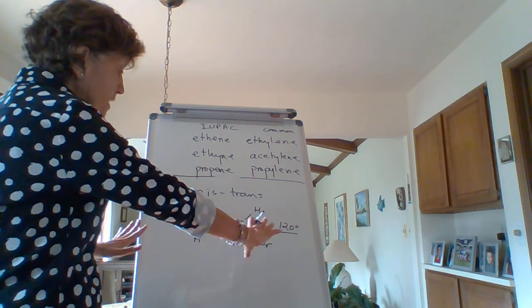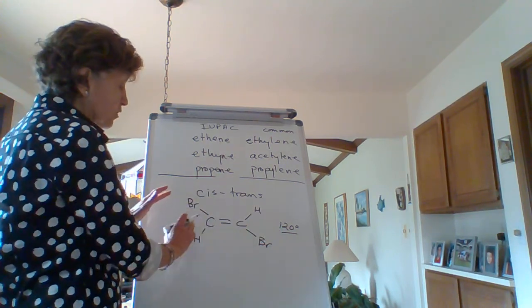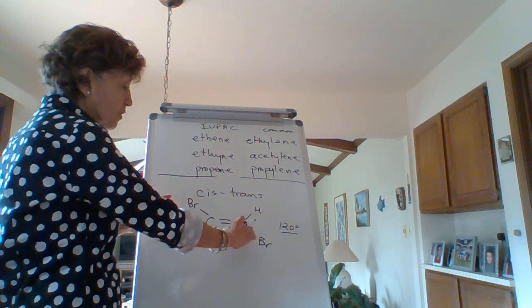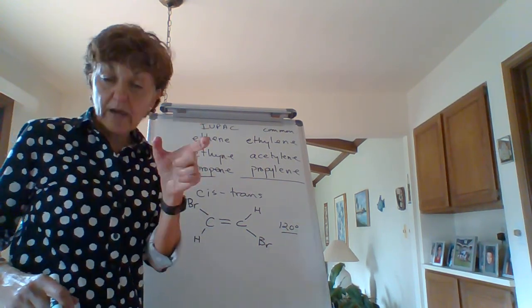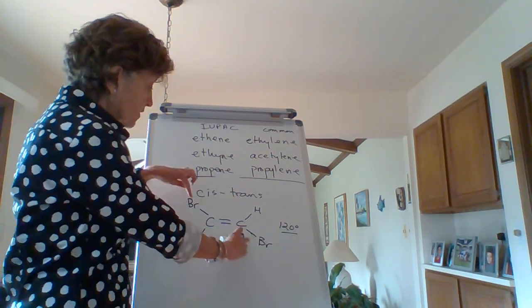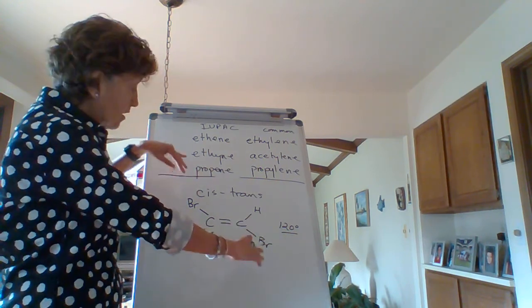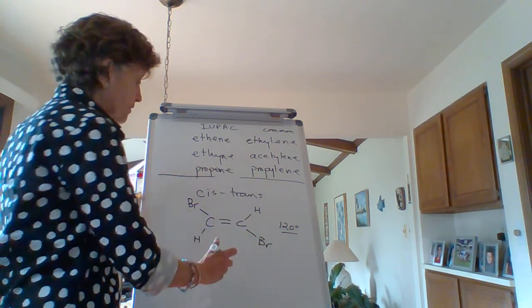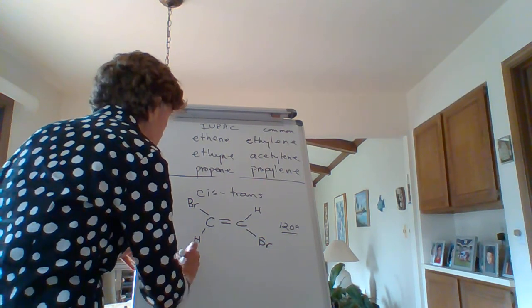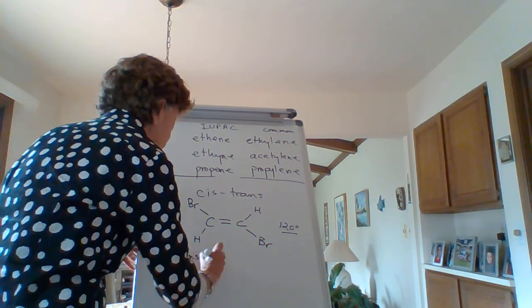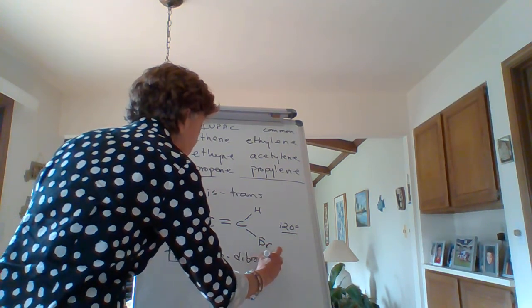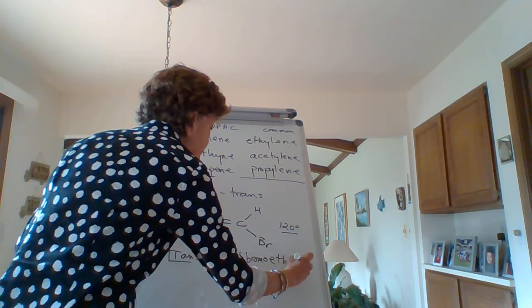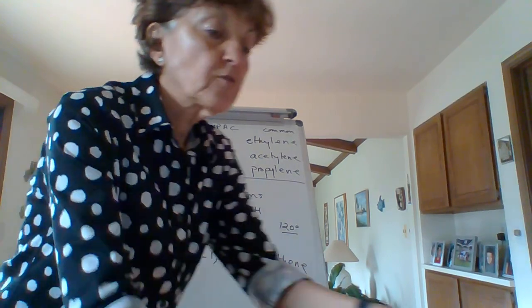So when you name this, you know it's an ethene, you know that the bromos are on carbons 1 and 2, but you got to put the word trans at the beginning because this indicates the location opposite each other on the double bond. So this would be trans-1,2-dibromoethene. Okay. So that was that first one.